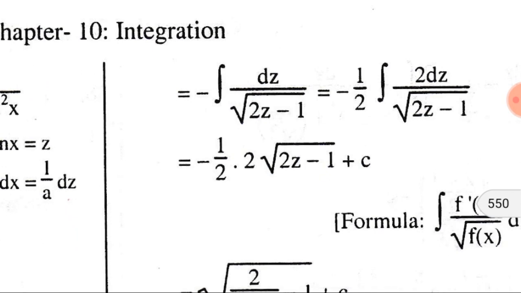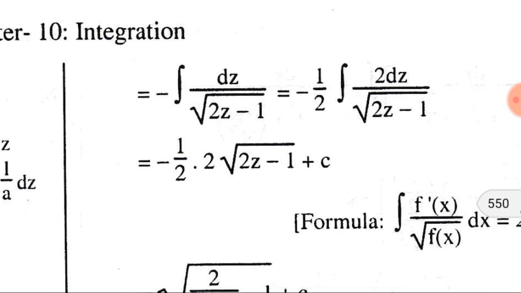After calculation, we get here minus dz over square root of 2z minus 1. Since here we put 2 at the numerator, for balancing, again we multiply by half. Here, by careful observation, you'll find that the numerator is equal to the differential of the function which is under the square root.